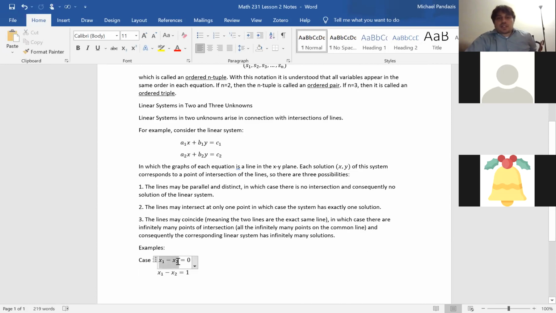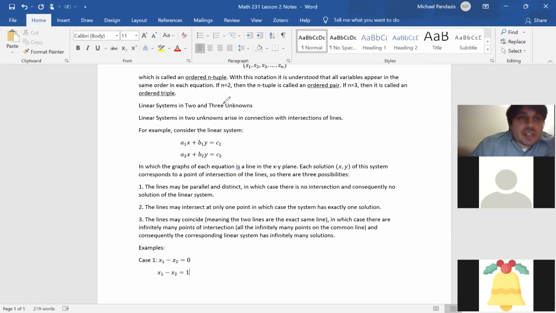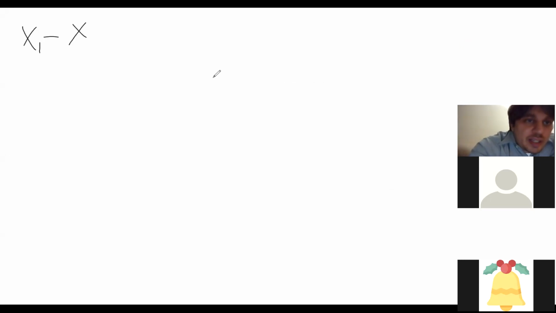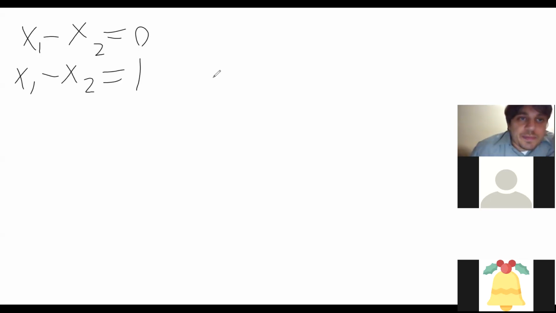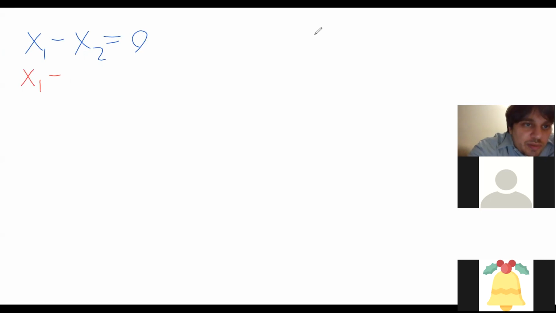Okay, so let me go to the whiteboard. The linear system I just wrote down was x1 minus x2 is equal to 0, and x1 minus x2 is equal to 1. I just want to use colors for a second. So x1 minus x2 is equal to 0. And then the other one is going to be x1 minus x2 is equal to 1.